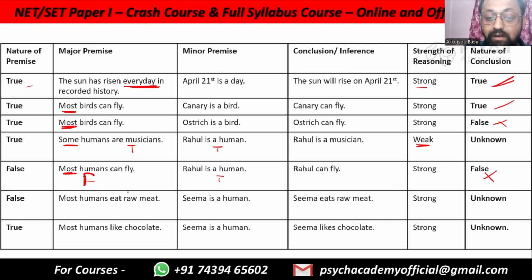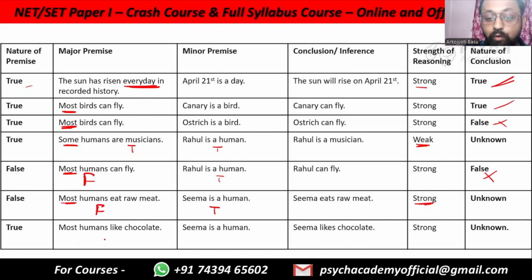Example, most humans eat raw meat. This is a false premise. Seema is a human, true premise. Seema eats raw meat. The reasoning is strong because most humans are eating raw meat. But even with a false premise, can we say that Seema does not eat raw meat? Maybe she is one of those few exceptions who does eat raw meat. There are always a few exceptions. So how do we guarantee that false premises will directly lead to a false conclusion? We don't know that. False premise, strong reasoning, still it is unknown. Not a guaranteed false conclusion.